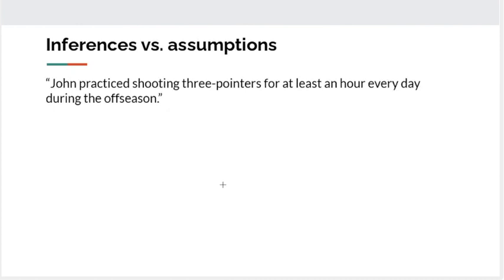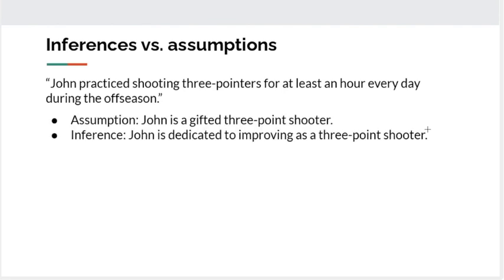So what do we mean by the distinction between inferences and assumptions? Let's look at an example. Let's just say somebody stated that John practiced shooting three-pointers for at least an hour every day during the off season. So he's a dedicated basketball player. Well, it would be an assumption that he's a gifted three-point shooter, meaning that he's exceptionally talented in that area, but it's an inference that he is dedicated to improving as a three-point shooter. Why is it an inference? Because we have direct evidence that he spent time every day working on this. So that would be an inference as opposed to a mere assumption.